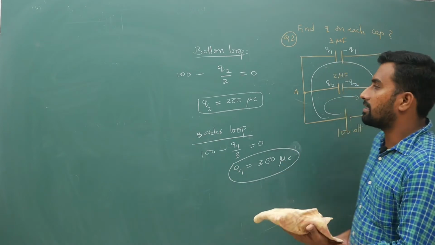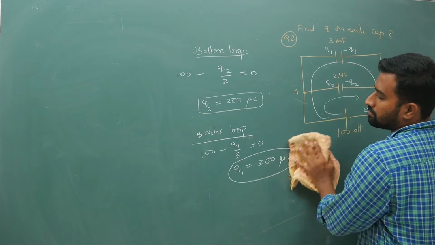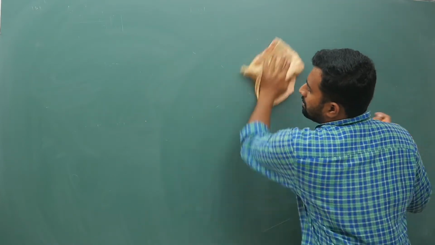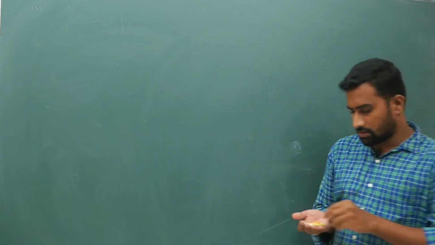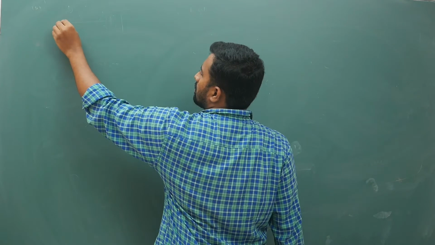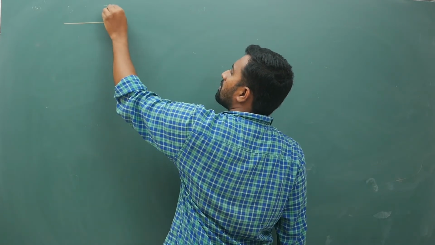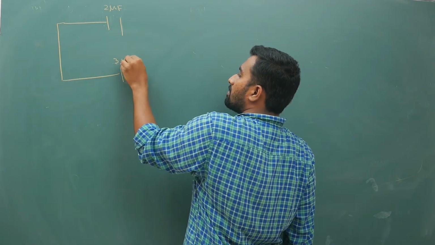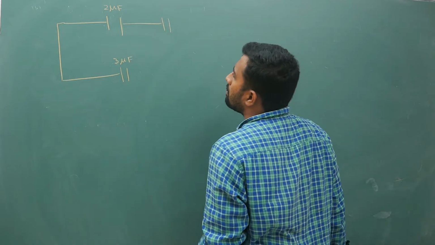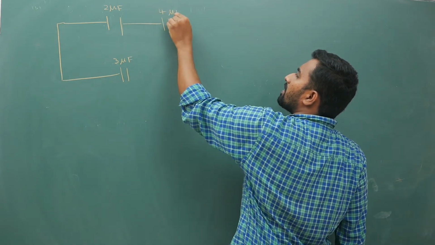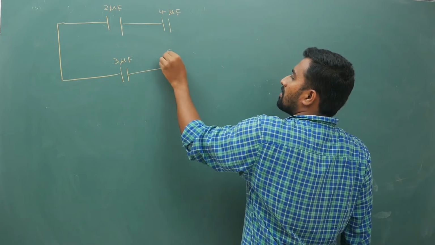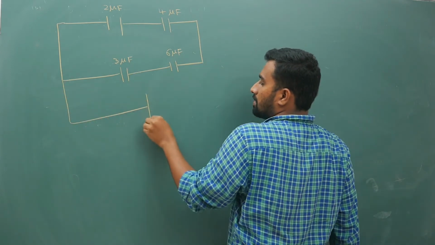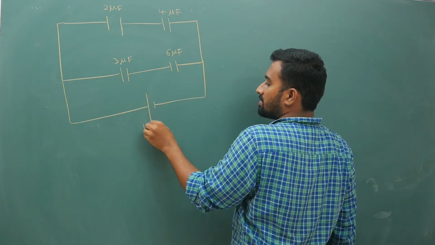All right, next, today's class we will keep doing basic questions only. I will not complicate stuff much. Your next question is, let us say you have 2 microfarad here, 3 microfarad here, then it is 4 microfarad, it is 6 microfarad here, and you have connected this to some 100 volt battery like this.